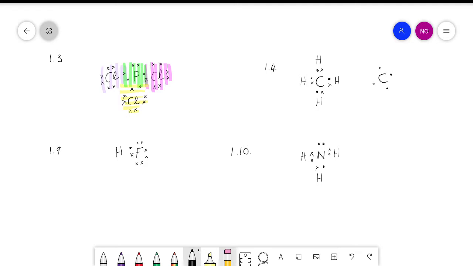It doesn't follow the octet rule because it doesn't have enough orbitals. So those hydrogens, even though they only have 2 electrons, they are satisfied.